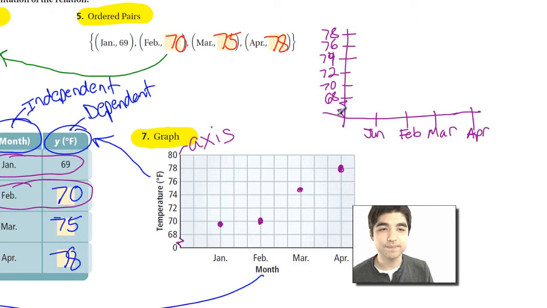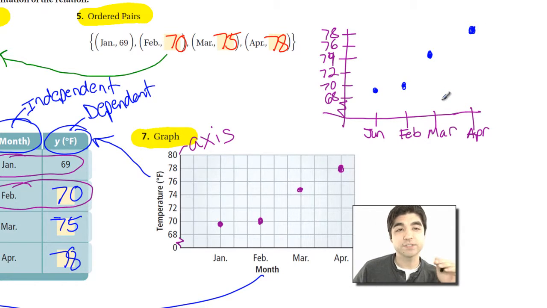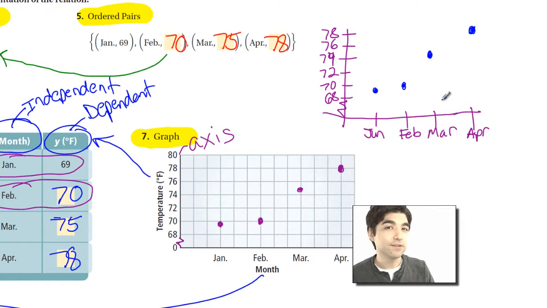And then just do the exact same thing on your paper. So we got January is 69. And then February is 70. March is 75. And it doesn't have to be perfect, you know. You're just practicing. April is 78. So this will help you remember it and make sure that you understand it. And that's all on this problem. So now let's go on to the next video and learn the next part of this section.